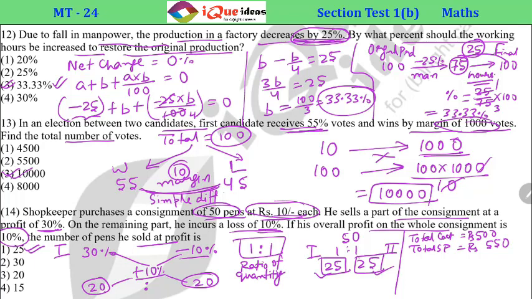Now 30% on 10 rupees will be 3 rupees. So if you add, it will become 13 rupees. So suppose we take x pence on profit into 13 rupees. The remaining 50 minus x will be sold at 10% loss. Now on 10 rupees, 10% loss will mean 9 rupees selling price. So into 9. Now this should be equal to the total selling price, that is 550.